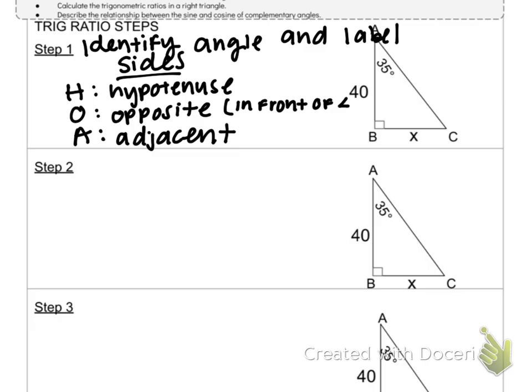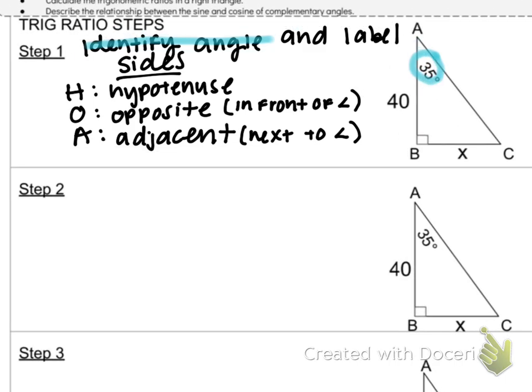So what side is in front of the angle? And then adjacent means next to. So what side is next to the angle? Okay, so when you're identifying angles, you're just going to go to your picture and circle your angle. So hold up, let me fix this really quick. There we go. All right, you're just going to go ahead and circle your angle.